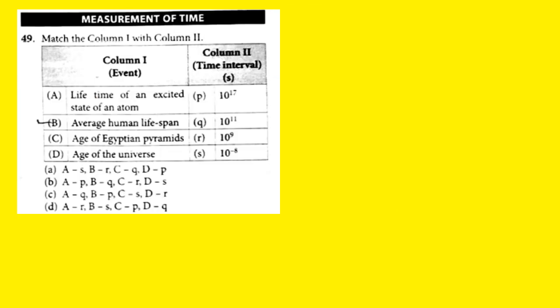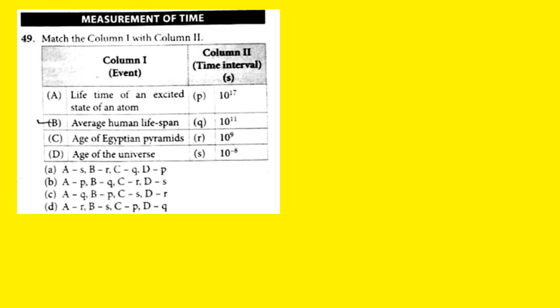Now question number 49 is to match the lifetime of an excited state of an atom. Again, all these things you need to memorize, children. So please make a note in that paper where you are writing the things to memorize and stick it somewhere in your bedroom so that you can memorize it very easily.